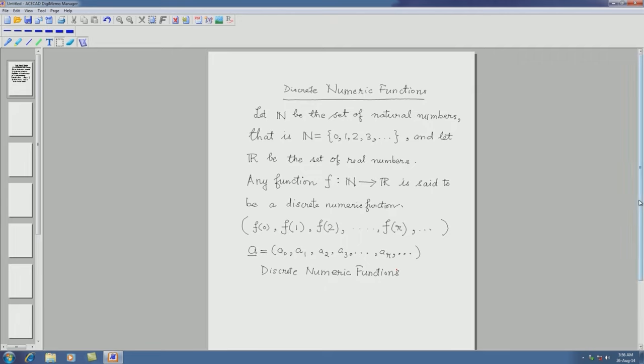And in other contexts, these are also known as sequences. So, we could also say that a is a sequence of numbers a0, a1, a2, whose general term is given as a r. Now let us look at an example. Consider the sequence a.